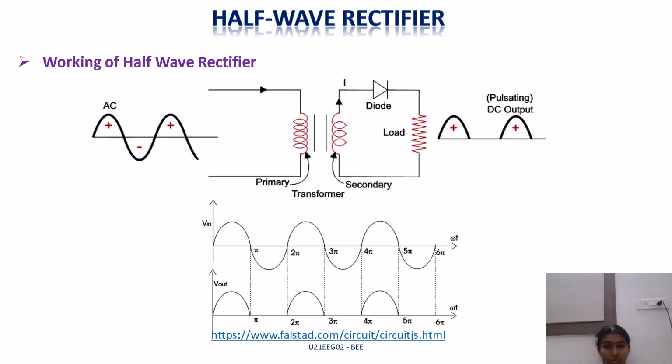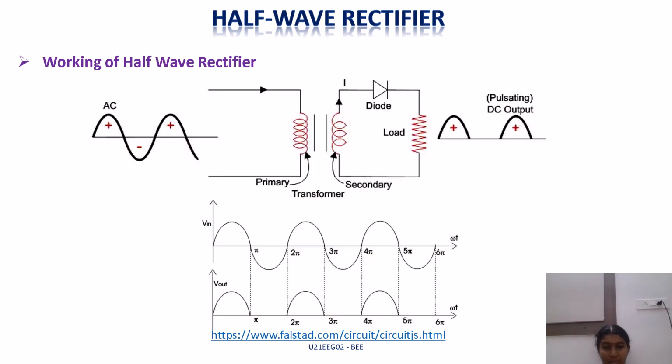Input we are applying in the input side. So this is a transformer, that is a step down transformer. Here it is the PN junction diode. So we have only one PN junction diode in the half-wave rectifier, and this is the load resistance. When we apply input AC voltage like this, we get the output like a pulsating DC.